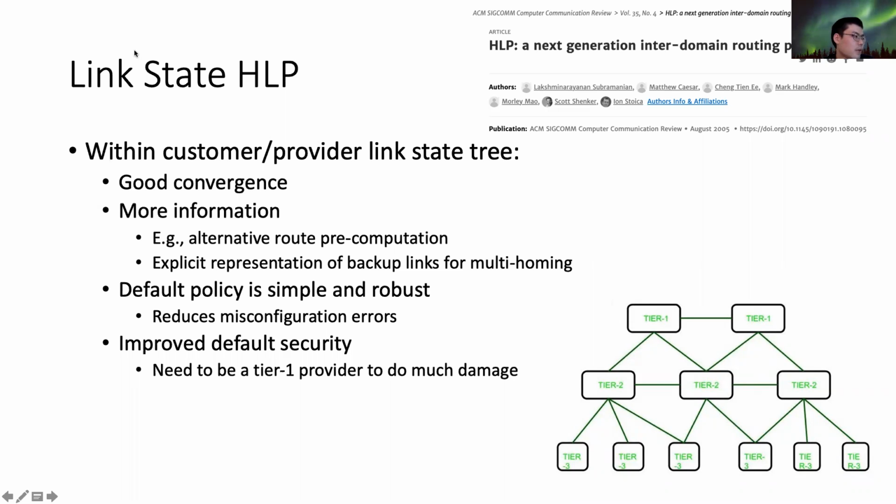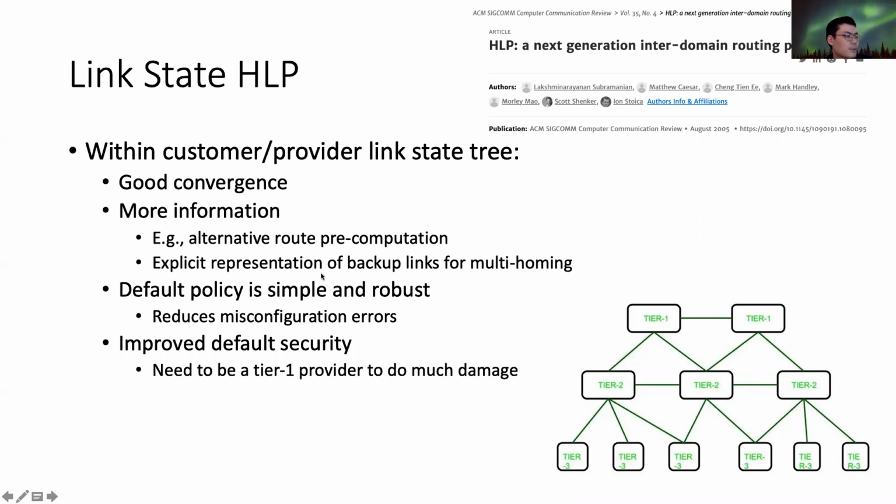So the hybrid scheme, as we iterated again and again: within the customer-provider links, we use a link state tree. The reason is good convergence, we don't have the slow bad-news convergence issue. And we have more information, so we can compute the alternate route really fast. Remember our distance vector protocol, the HRP? It takes almost forever to propagate the bad news if a link is down, which becomes very time consuming.